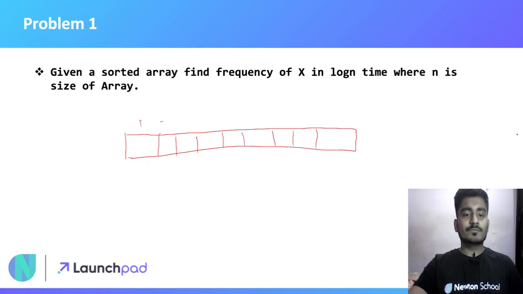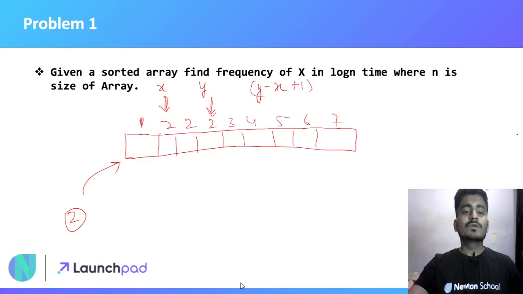We have some sorted array, and suppose in this array we need to find the frequency of 2. For that, we need the first occurrence of 2 and the last occurrence of 2. If we have these two indexes, let's say the first is x and the last is y, we can simply say that the frequency of 2 is y minus x plus 1. Since our array is already sorted, all the 2's will be occurring together.